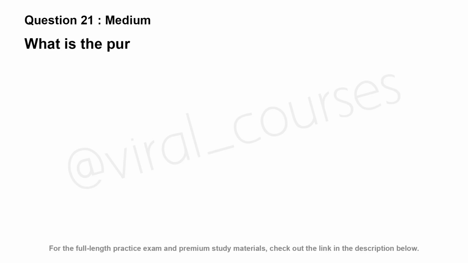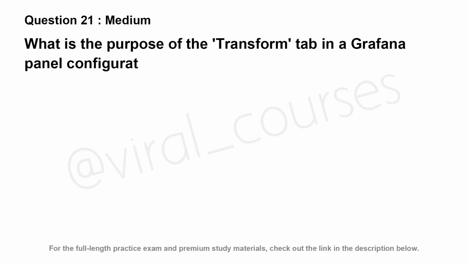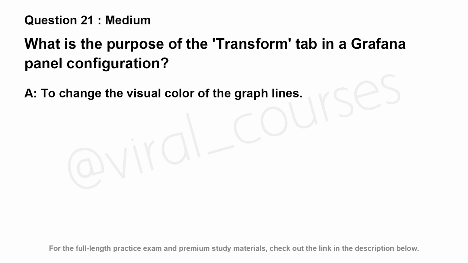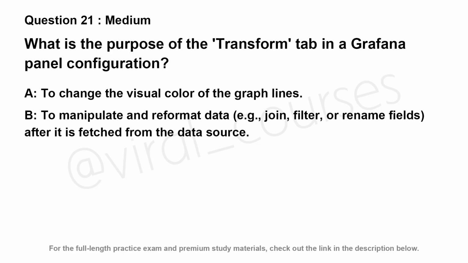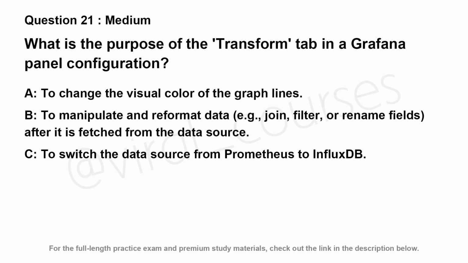What is the purpose of the Transform tab in a Grafana panel configuration? Option A, to change the visual color of the graph lines. Option B, to manipulate and reformat data, e.g., join, filter, or rename fields after it is fetched from the data source. Option C, to switch the data source from Prometheus to InfluxDB. Option D, to animate the dashboard transitions.